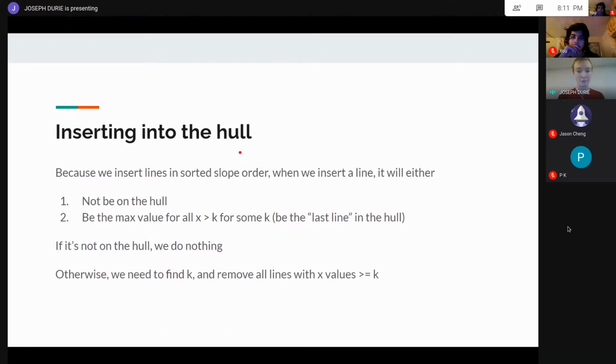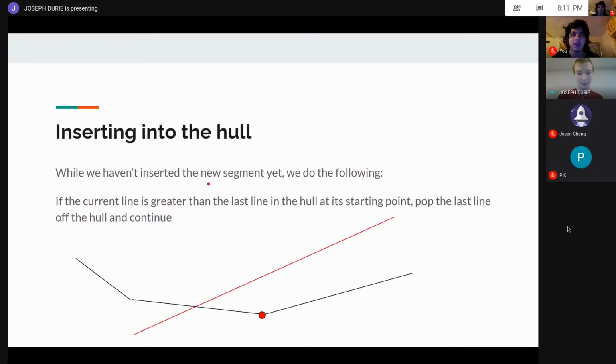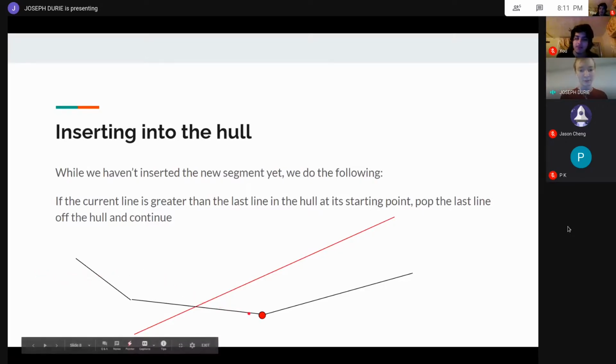Okay, so the first case is pretty simple. If the hull is empty, we want to just put the given line in at negative infinity and just return, right? Because if there's nothing in the hull, then this line just becomes the full hull. Otherwise, we want to look at the last line in the hull. So the one with the biggest slope and the biggest x value.